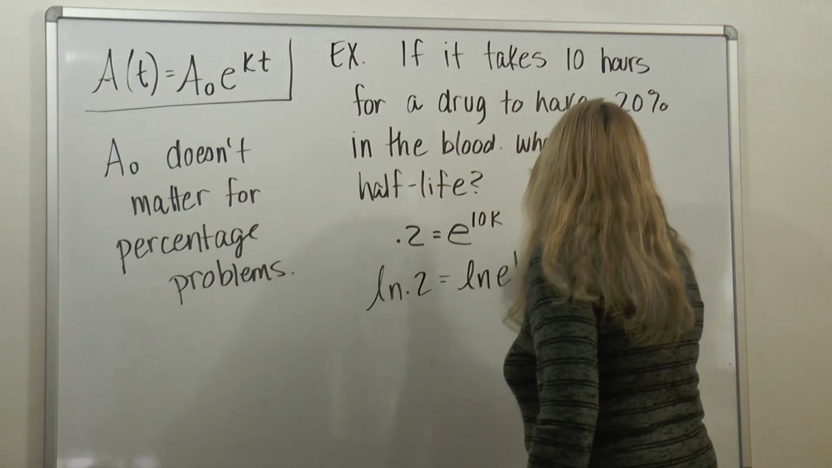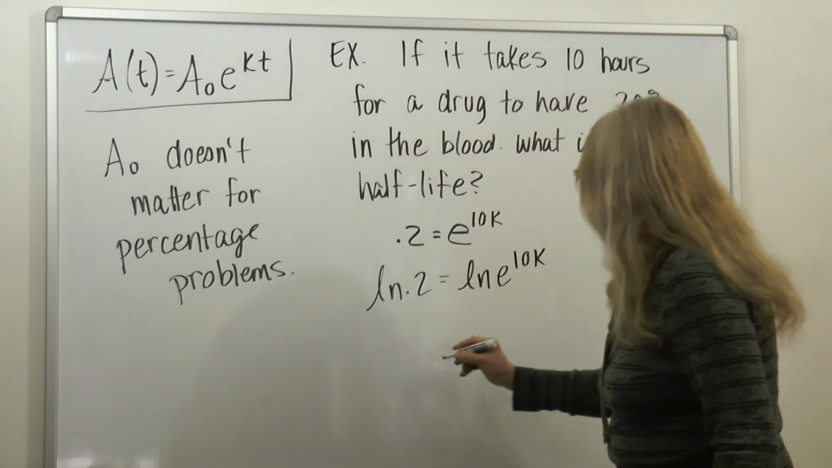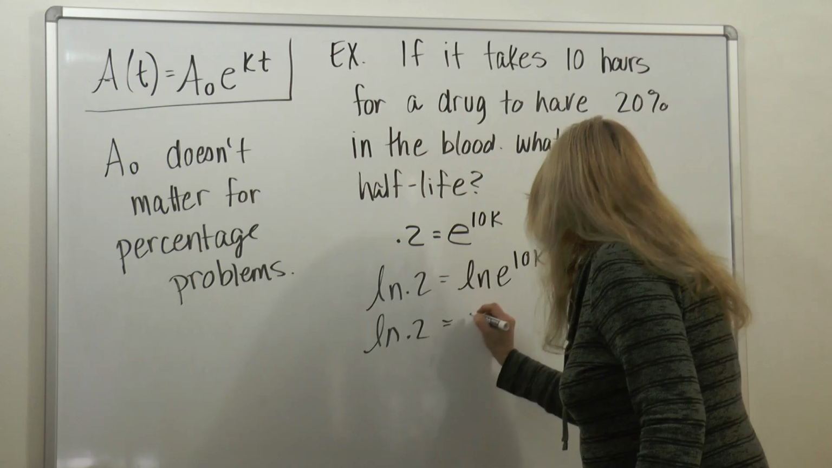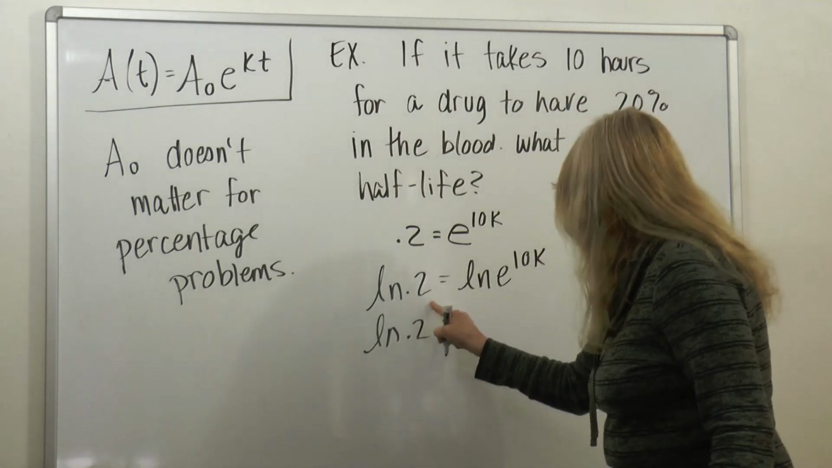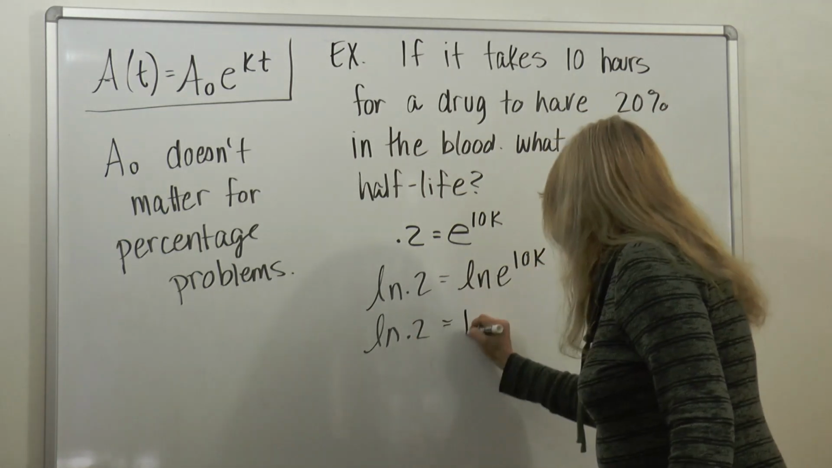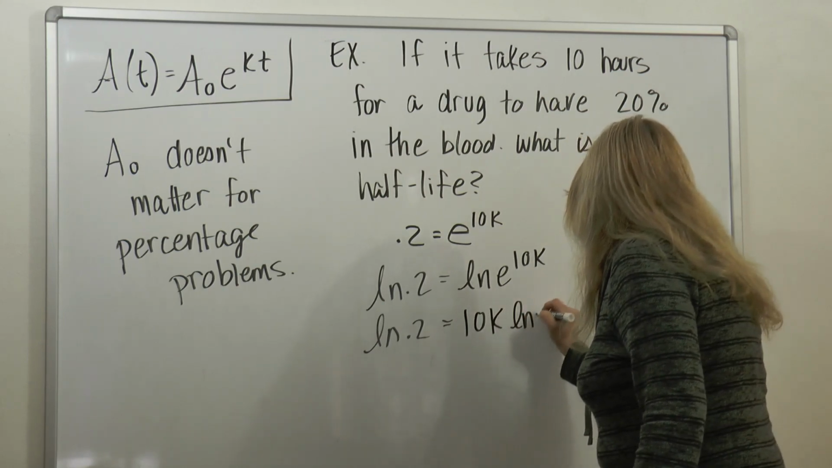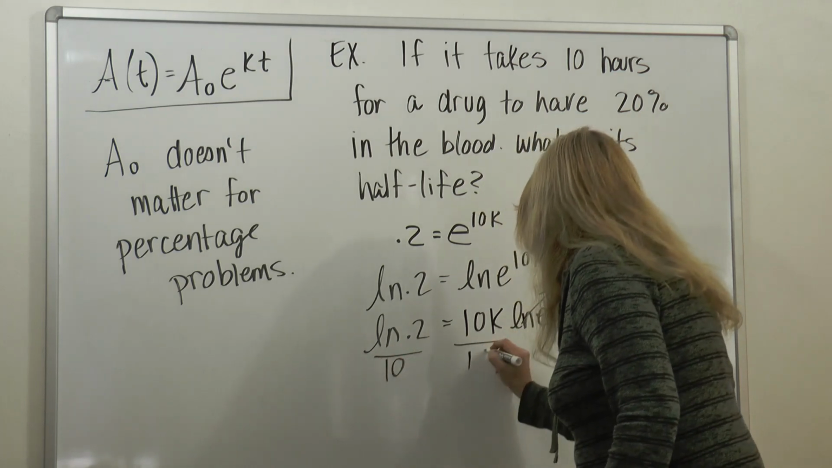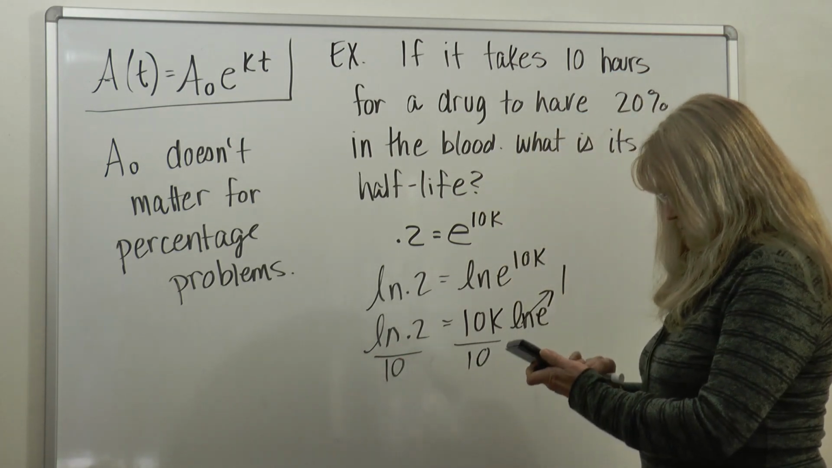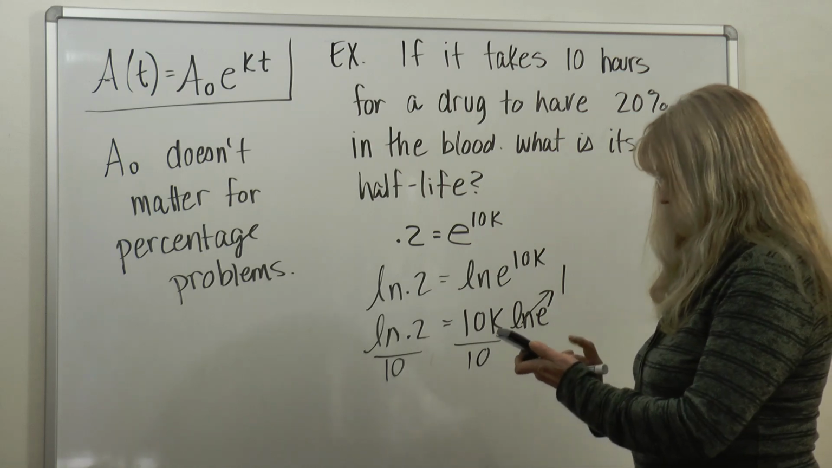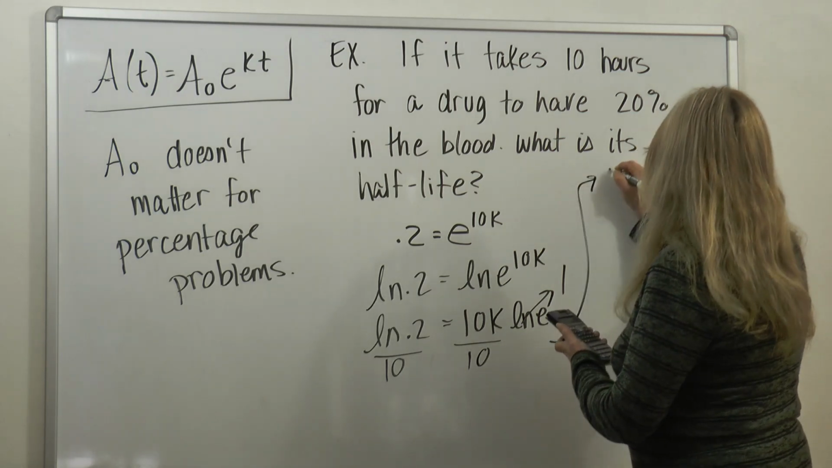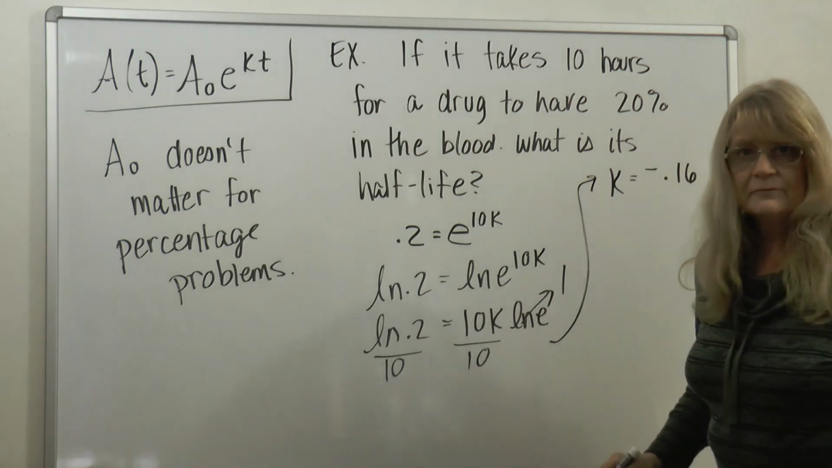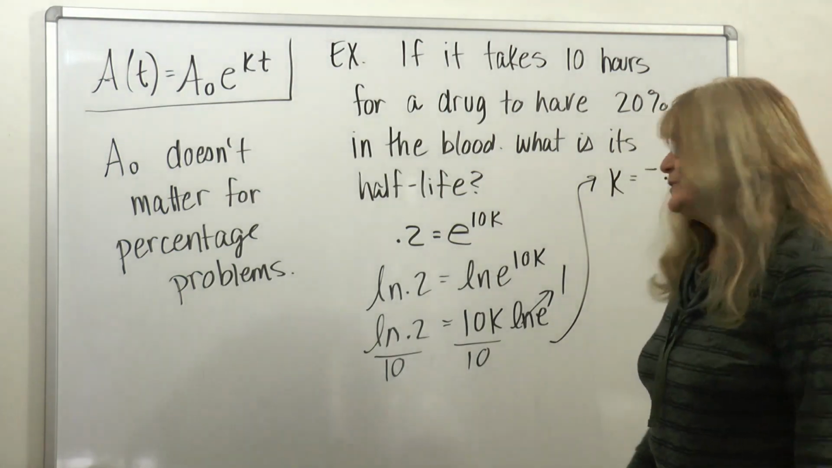Take the natural log of both sides so we can get that k out to the front. So natural log of 0.2, which is going to be a negative value because it's between 0 and 1. Now I bring my 10k out front, and I have my natural log of e, which equals 1. So I'm just going to divide both sides by 10. So natural log of 0.2 divided by 10 gives me k is equal to negative 0.16, close enough. Remember, it's a decay, so negative is good.